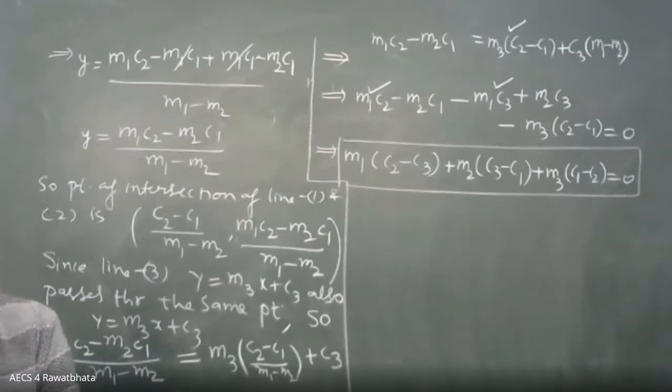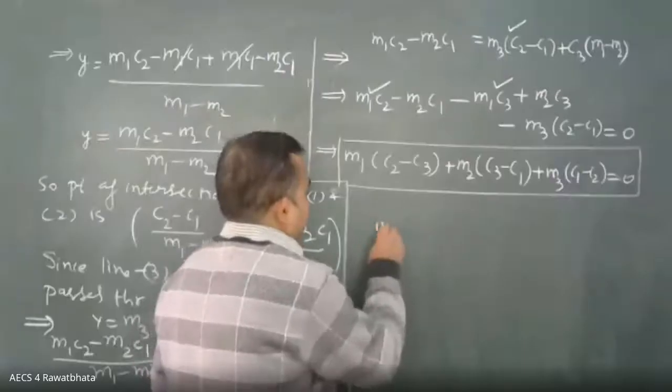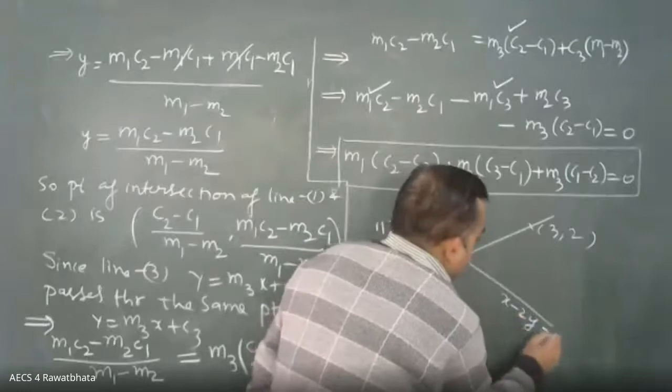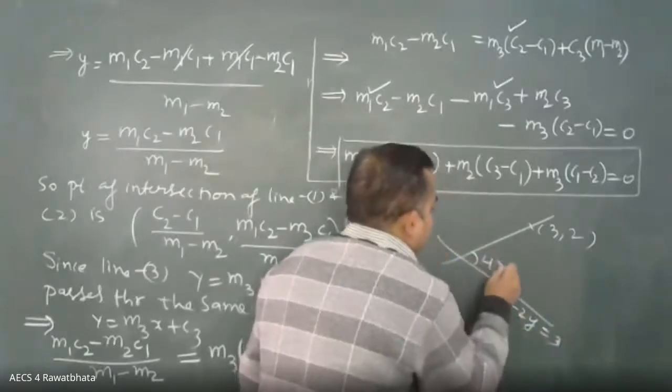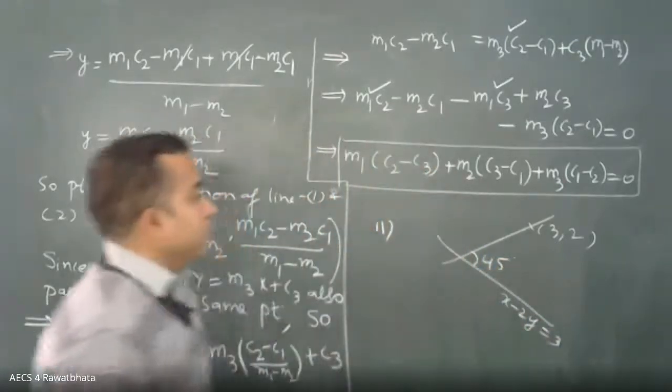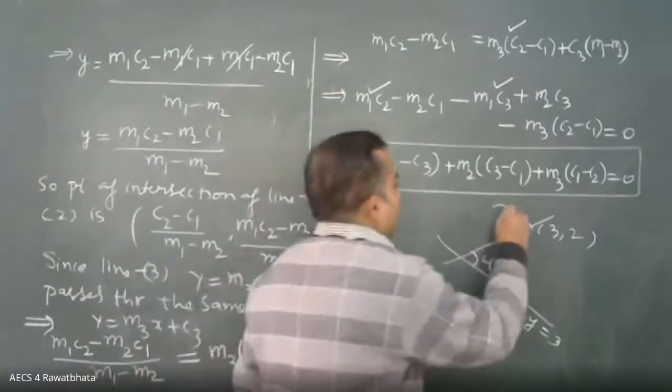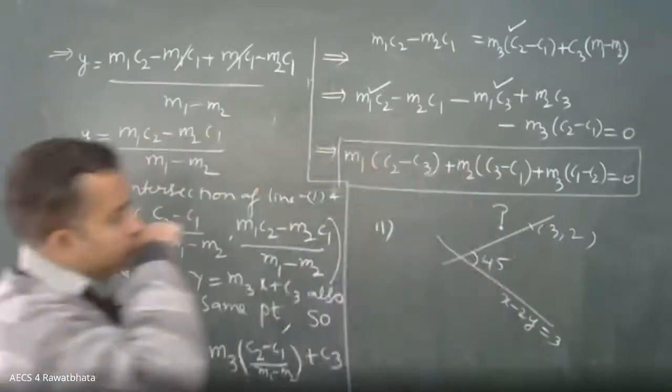Question 11, please read. Find the equation of the line through the point (3, 2), which makes an angle of 45 degrees with the line x minus 2y equals 3. From this line, it makes a 45-degree angle. This is the question, and this equation we have to find out. Any suggestion, Bhavya?